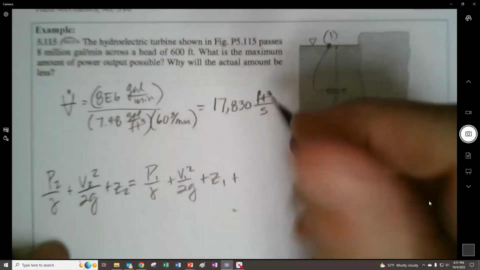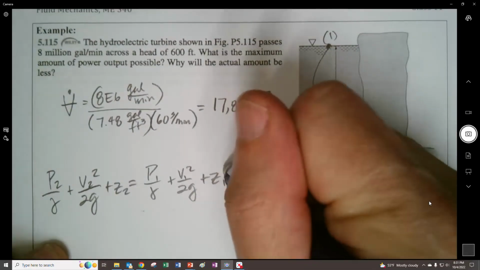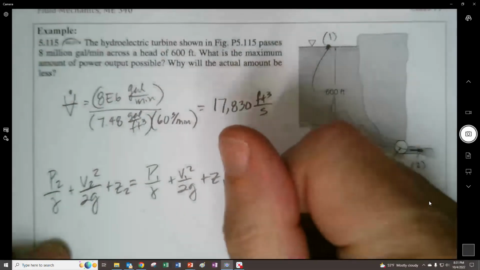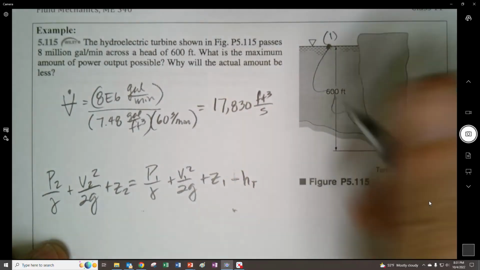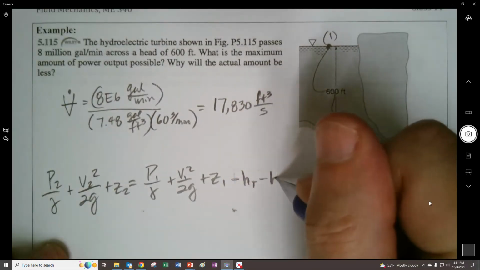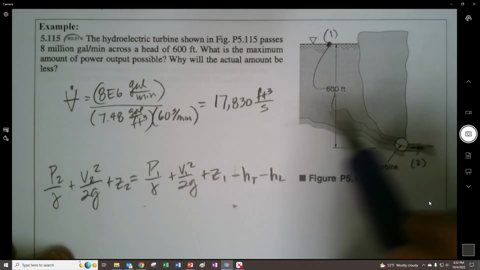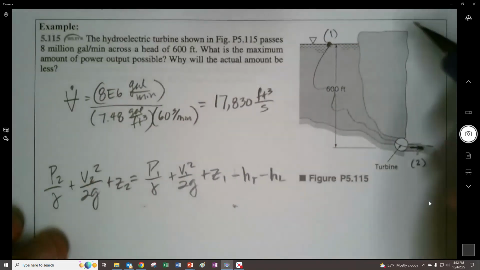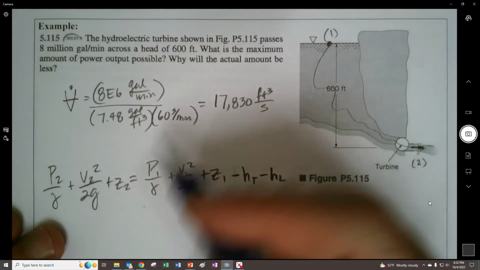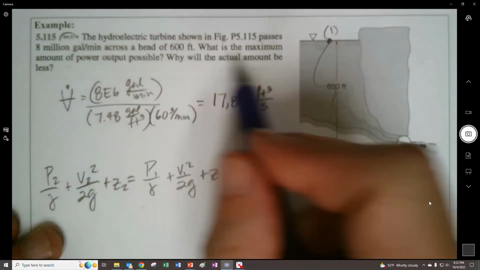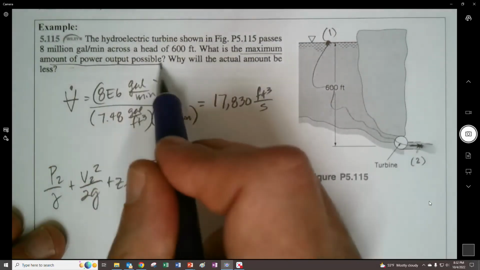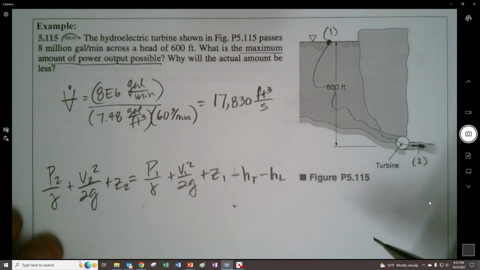And we're going to add, nope, excuse me. Remember, this is a turbine, so we have a minus head of the turbine and then minus head losses. All right, so we write this out and then we start thinking about what we're doing here. First off, we have the maximum power. So I have to think, well, what's the scenario under which we have the maximum power?